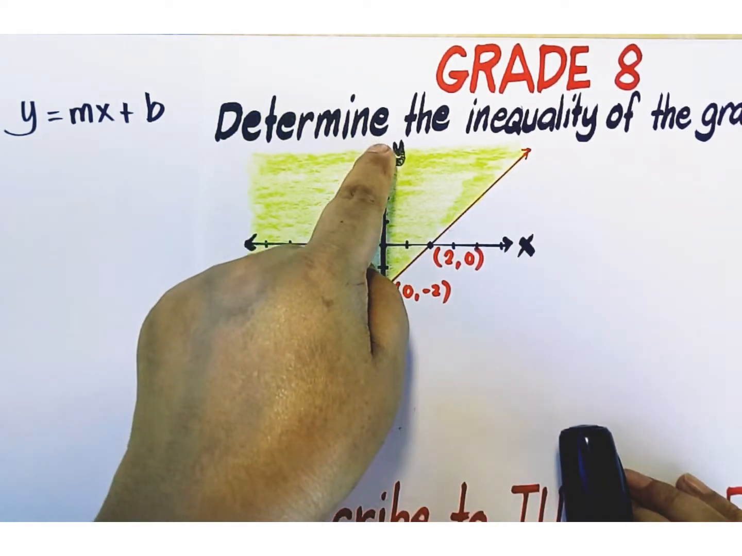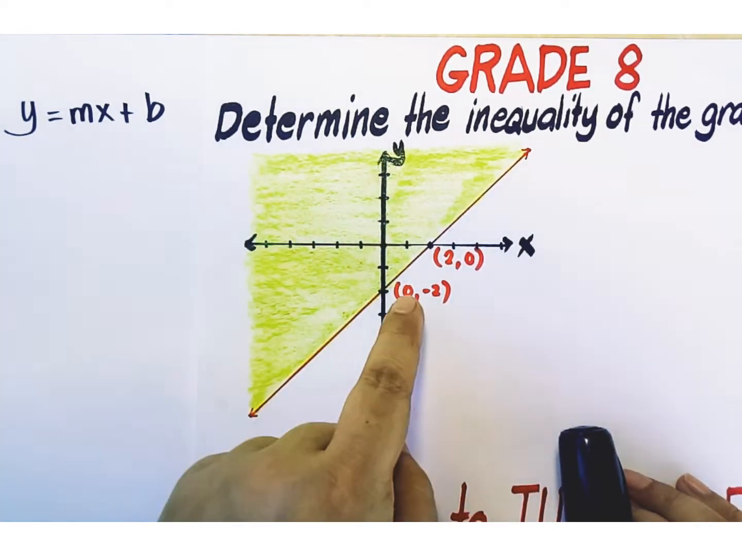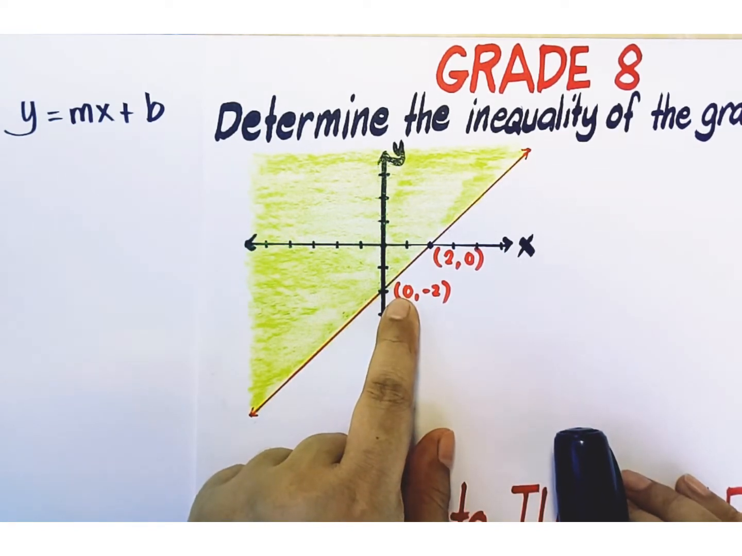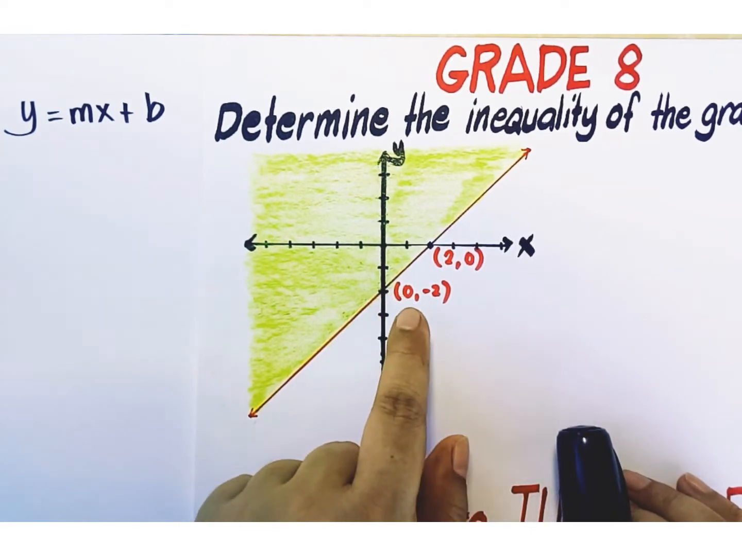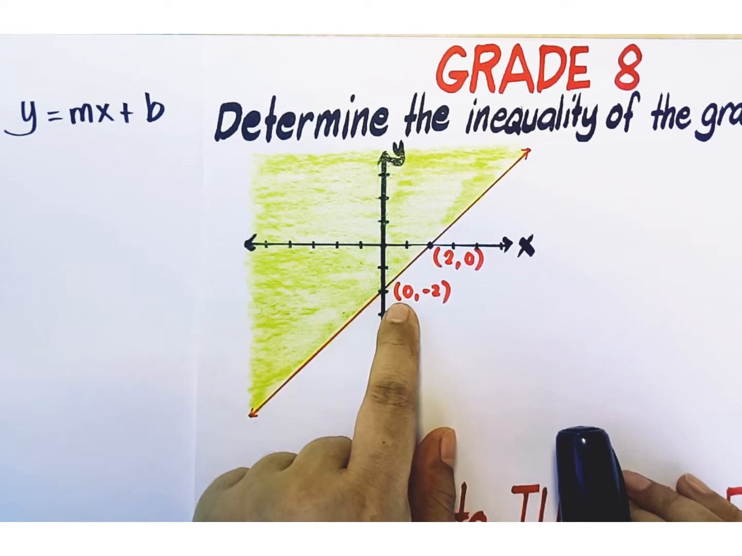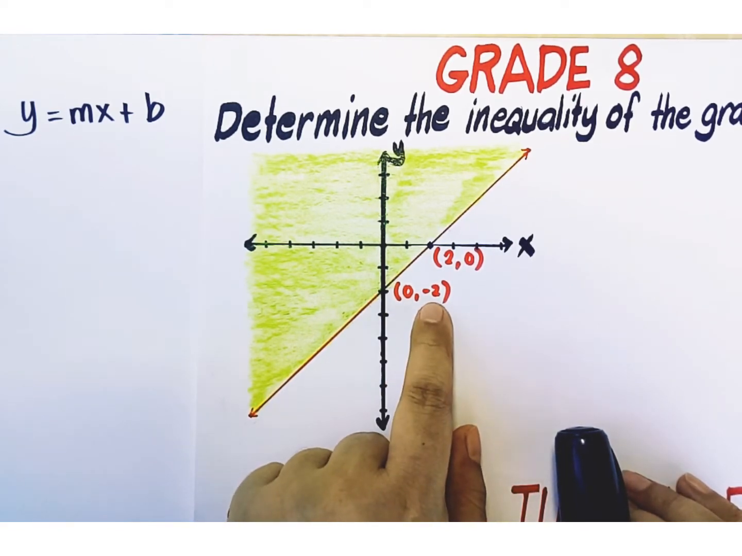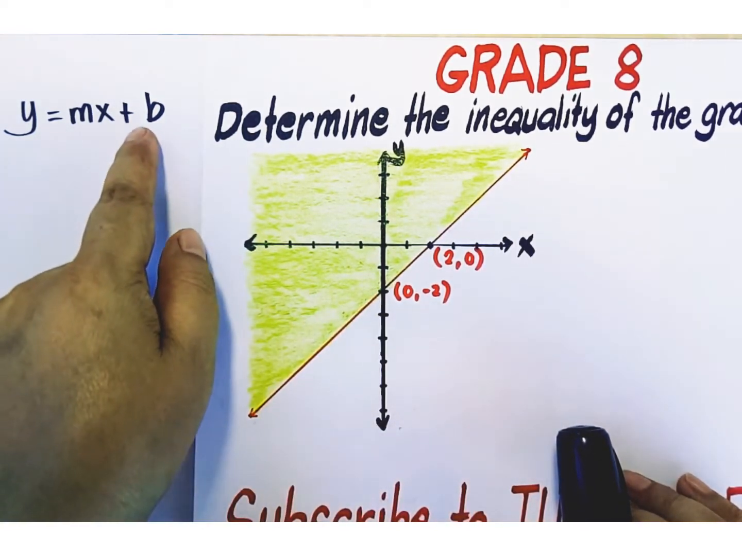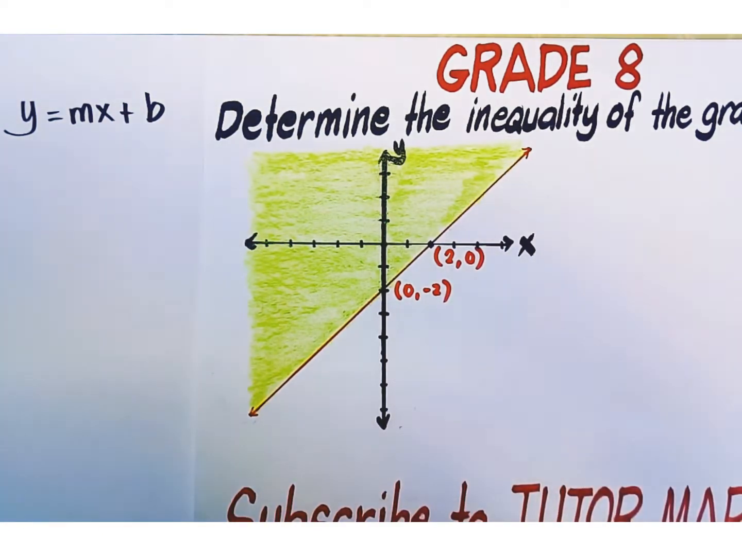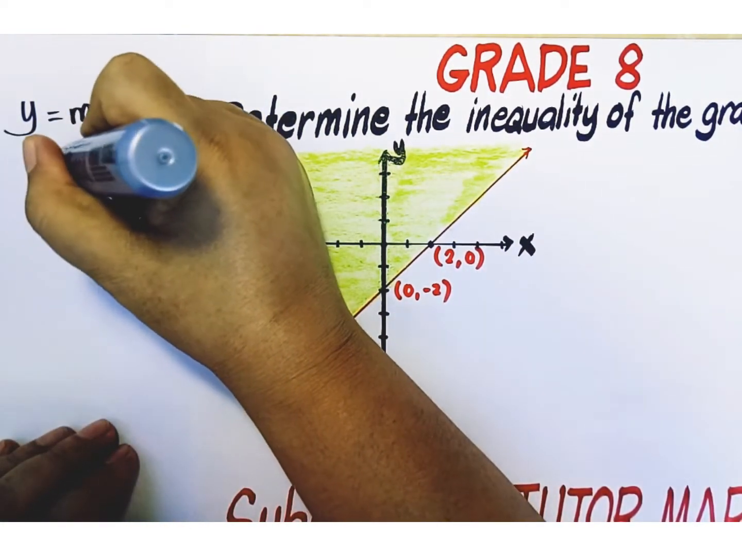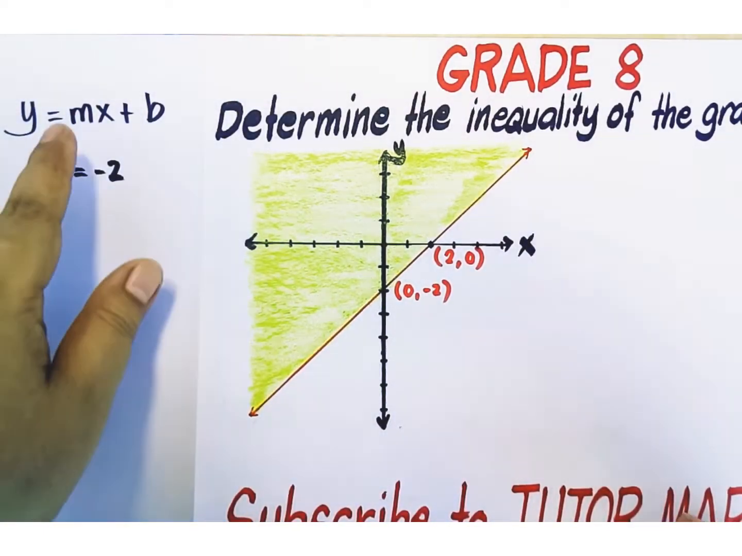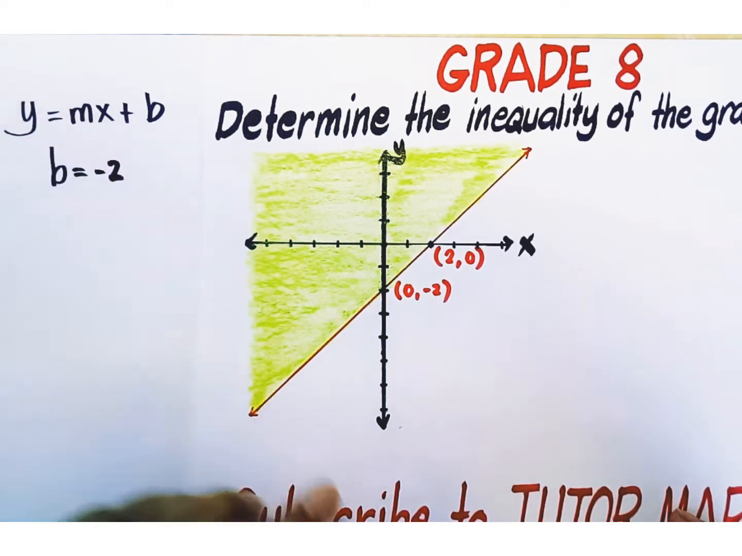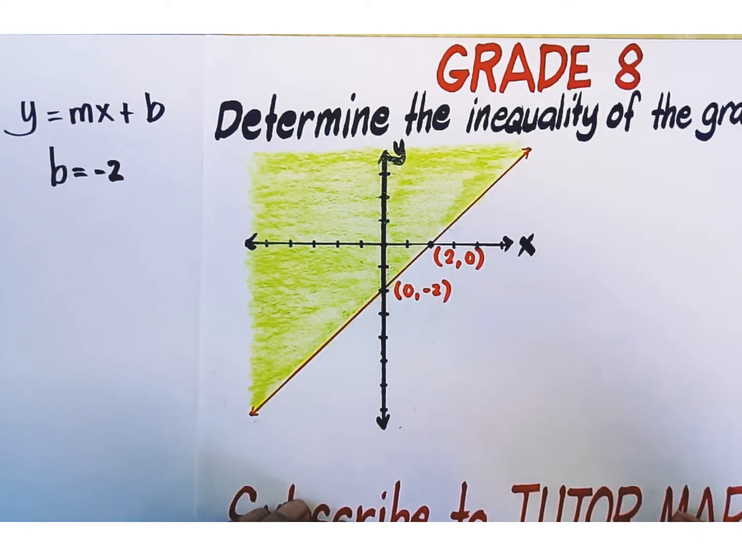Remember that any point on the y-axis always has the x-coordinate equal to 0. That's why when we are solving for the y-intercept of any equation, we always set x to 0. This y-coordinate of the y-intercept is the value of b. Therefore, b is equal to -2. We're now left with finding the value of m. How do we find the value of m?